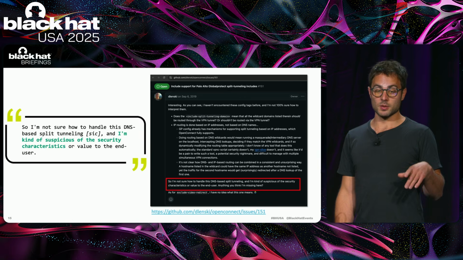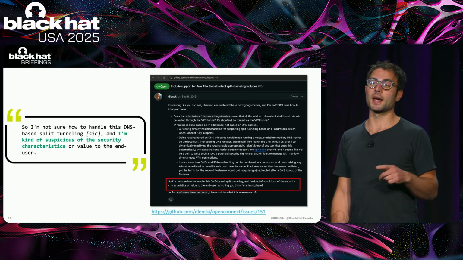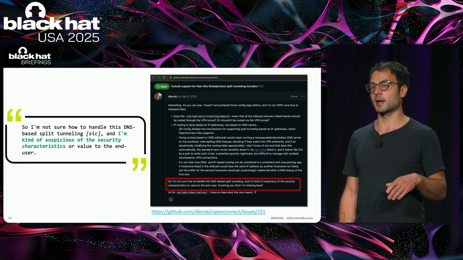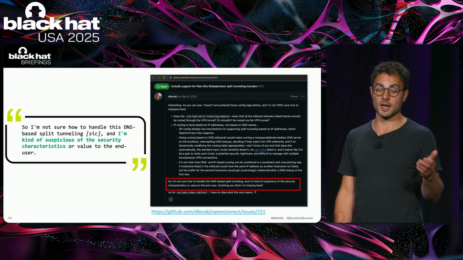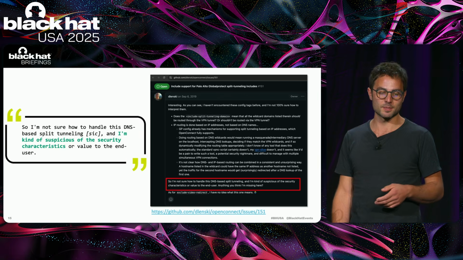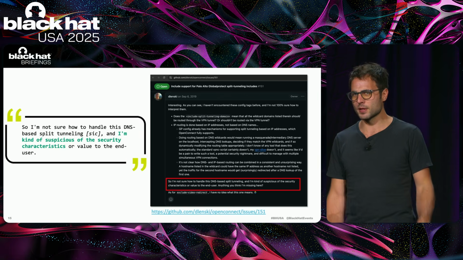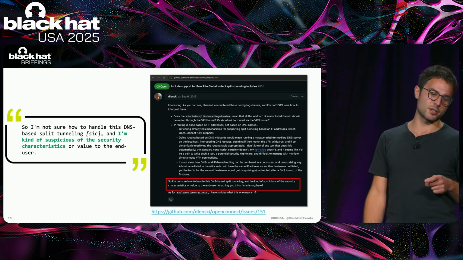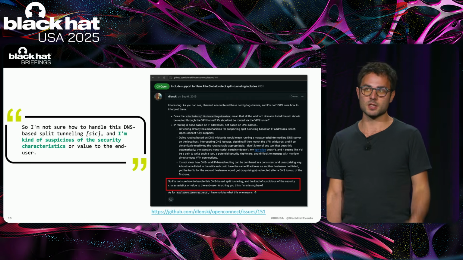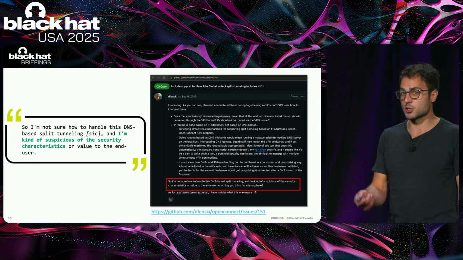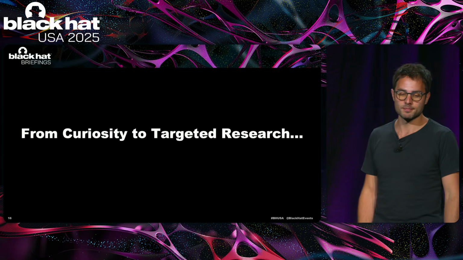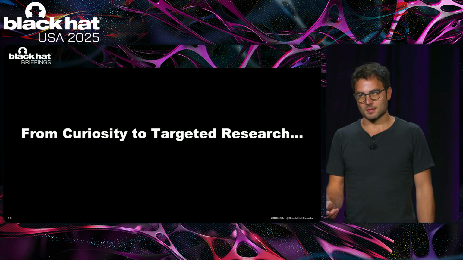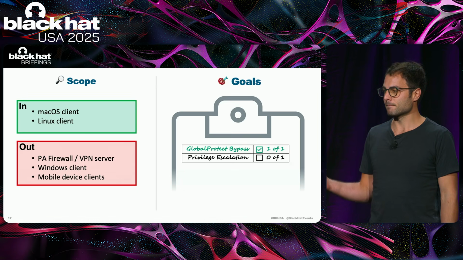This is an issue that was opened 6 years ago to OpenConnect, which is a vendor-agnostic VPN client, where someone wanted them to actually support this Palo Alto GlobalProtect feature. And they thought of all the same edge cases I just said. And actually, they said, I'm kind of suspicious of the security characteristics of this feature. And they were right. As we just showed, it can be used to bypass the tunnel. And that wasn't the end. For me, that was just the beginning.